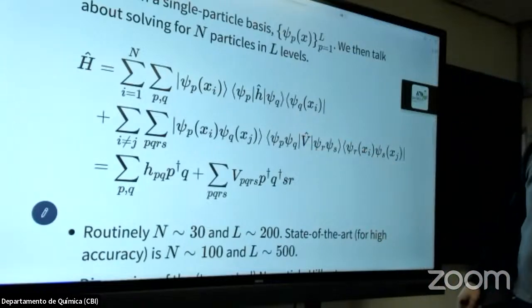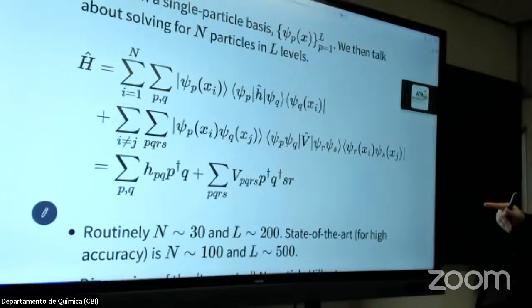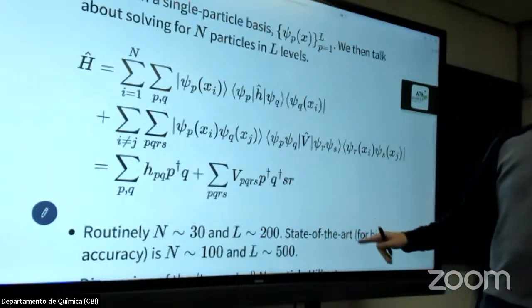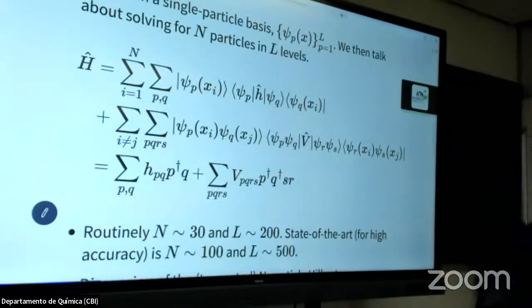We project the 1 electron integral onto the basis set, and then we project the 2 electron integral onto the basis set. And just to give you an idea of what we want to do, like 30 electrons with a few hundred orbitals is routine, even for very, very accurate calculations. Doing something with more like 100 electrons and 500 or 1,000 levels at a very accurate level is not that much.